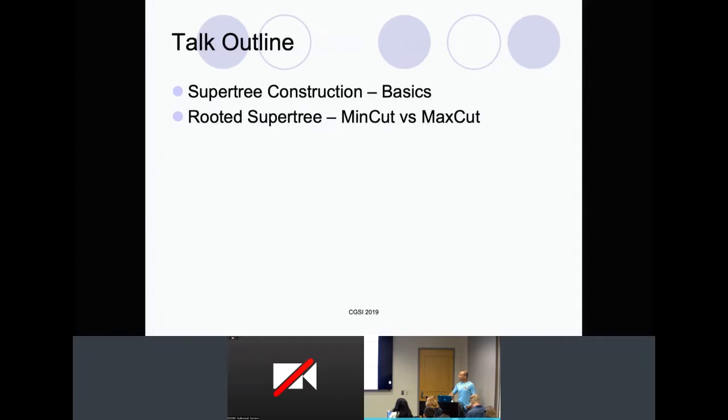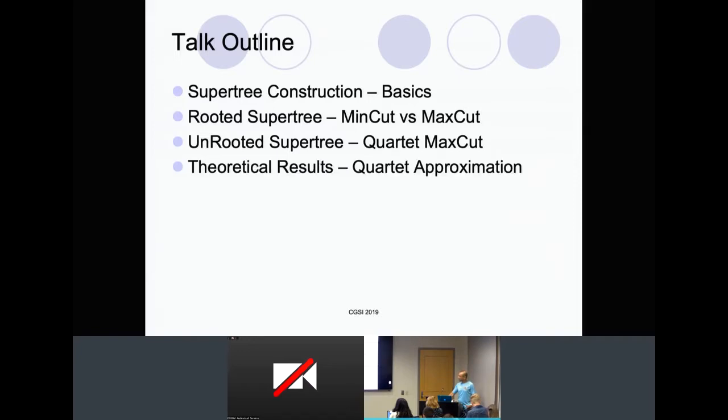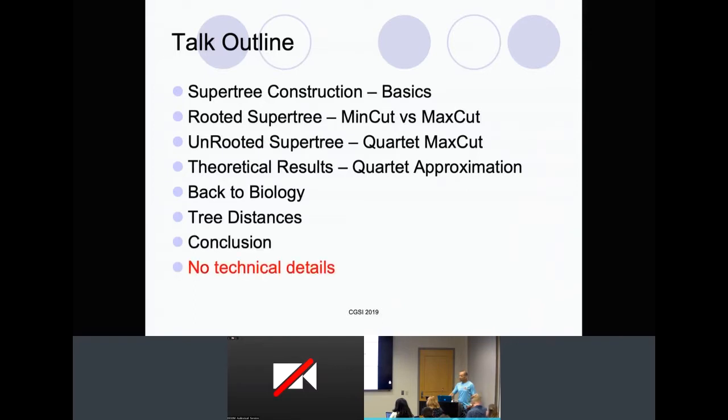Now, the talk outline is supertree construction, the basics of it. Then rooted supertree, which is MinCut versus MaxCut. Unrooted supertree, the quartet MaxCut. Then I will start to specialize on quartets, and I'll review some theoretical results that we've been developing for 10 and more years, and back to biology, and if time permits, I will speak about tree distance that is very topical now, as you might have experienced, and I will conclude, and no technical details.